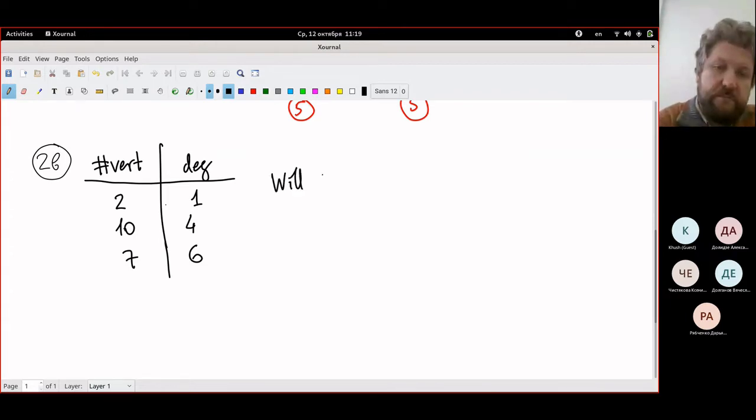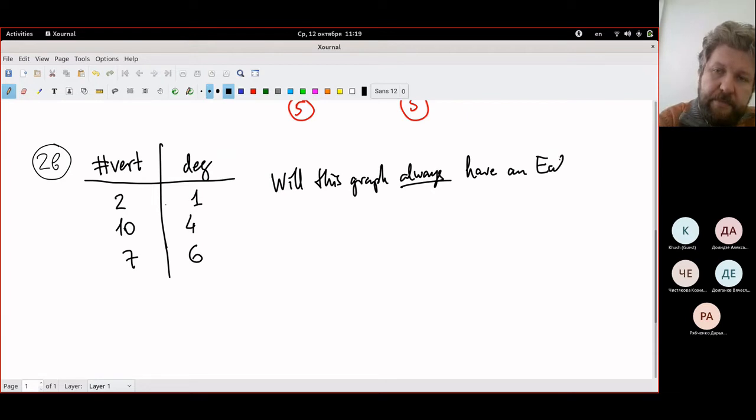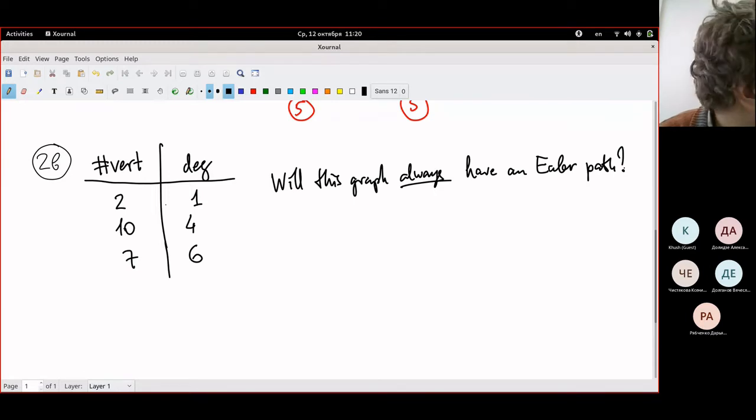No, but then again, the necessary condition holds. If the graph is connected, we'll have it, but the graph could be not connected. So we should give an example where it's not connected. If we find a graph with these numbers of vertices and degrees which is not connected, then it will not have an Euler path.